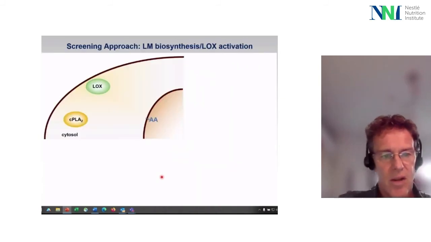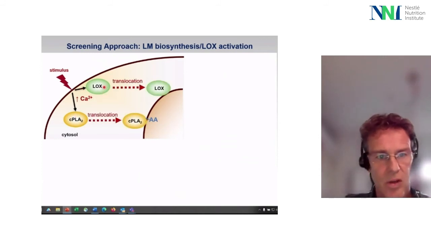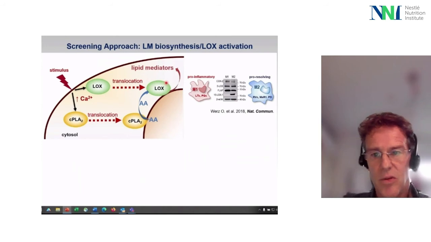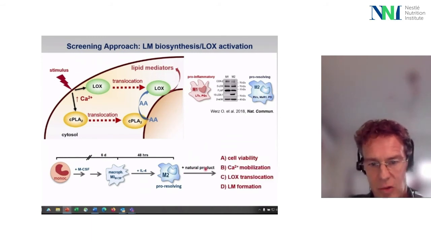So we used the screening where we have M2 macrophages, which are activated, and this activation usually causes an elevation of calcium, which is important for the phospholipase and the LOX to translocate to the nuclear membrane. Here then, the phospholipase releases the PUFA, which is taken up by the LOX to make the lipid mediators. And here we used again the M2 macrophages that are able to produce these SPMs. And we incubated those M2 macrophages with the natural products, studied cell viability, calcium mobilization, LOX translocation here, and of course the formation of lipid mediators.